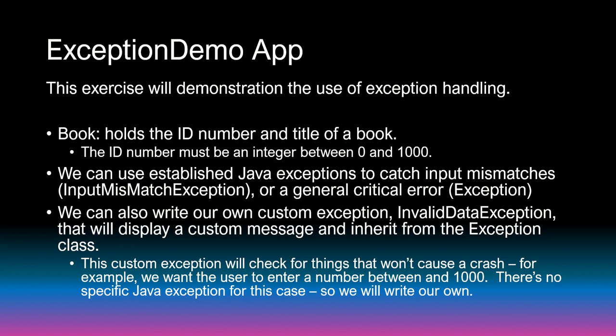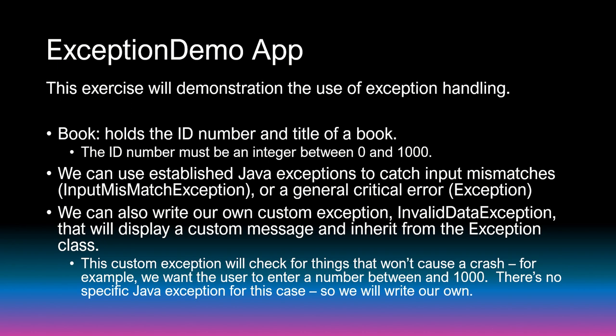We have a restriction on the ID number. It must be an integer between 0 and 1000. And we are going to ask the user to simply enter the ID number and the title of a series of books. We are going to use the established Java exceptions to catch input mismatches. So like I said before, let's say that we ask for an integer and the user enters a string. That's an input mismatch.